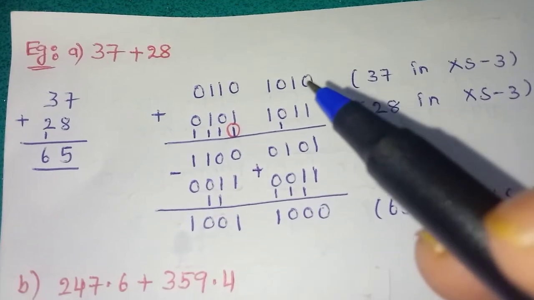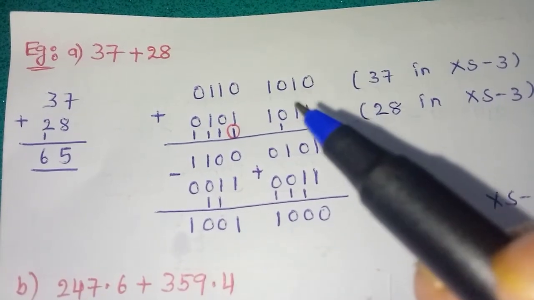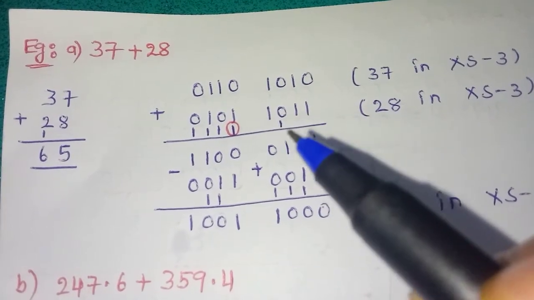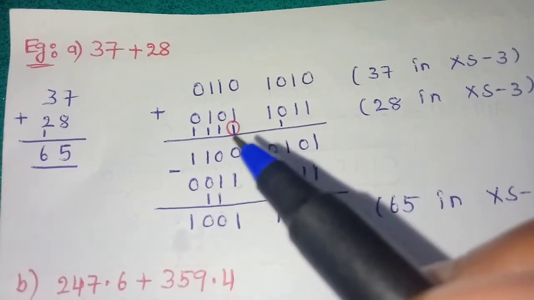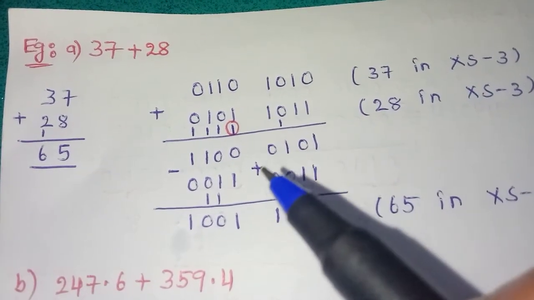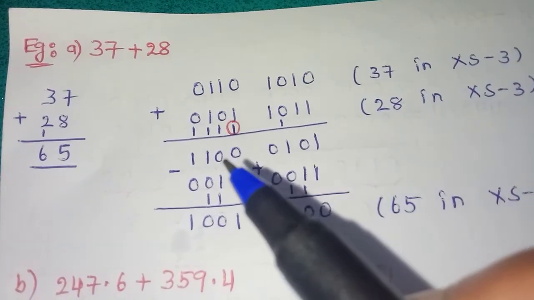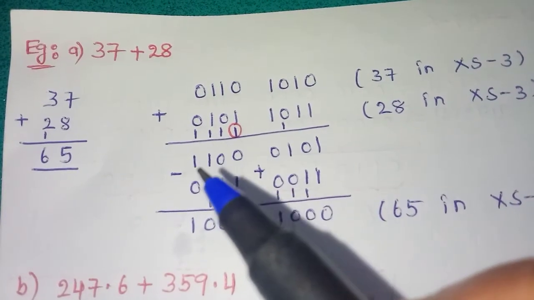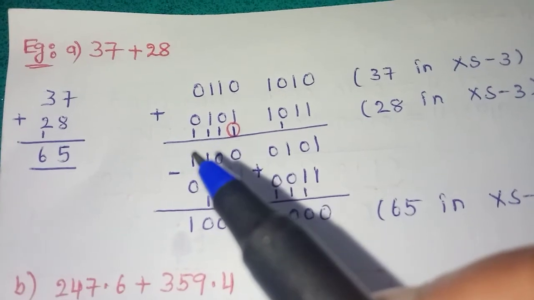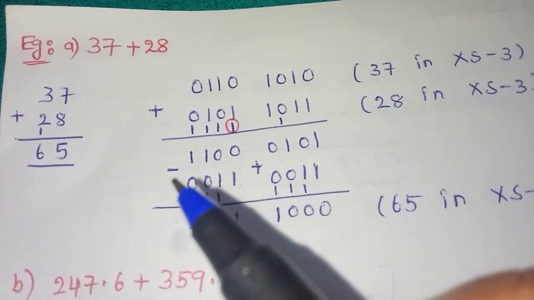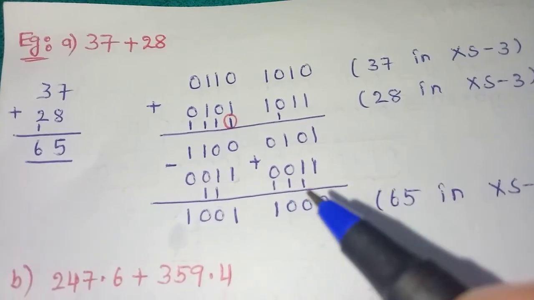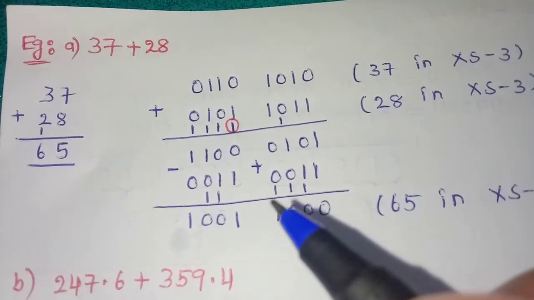We have to perform addition. If you observe, 0 plus 1 is 1, then 1 plus 1 is sum 0 carry 1, then 1, then sum 0 carry 1. If a carry is generated, we have to add 3 here. Then sum 0 carry 1, sum 0 carry 1, sum 1 carry 1. If carry is not generated, we have to subtract 3 here. That means 1 plus 1 is sum 0 carry 1, sum 0 carry 1, sum 0 carry 1.